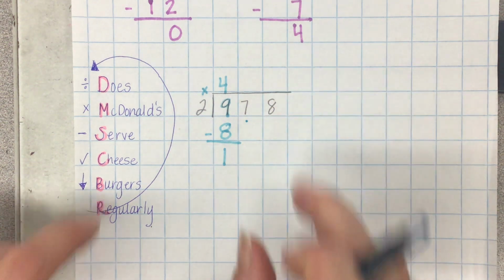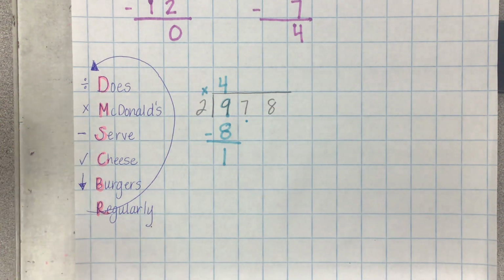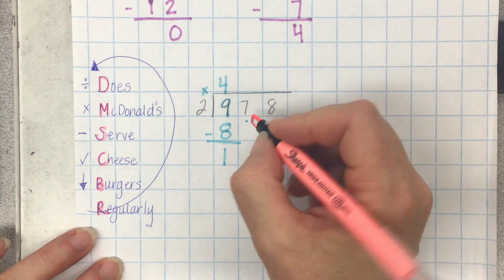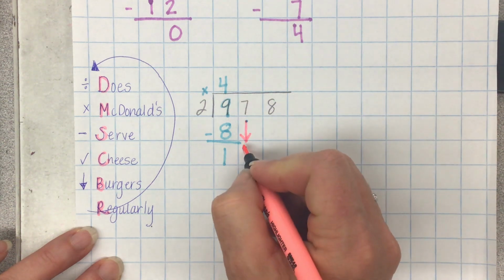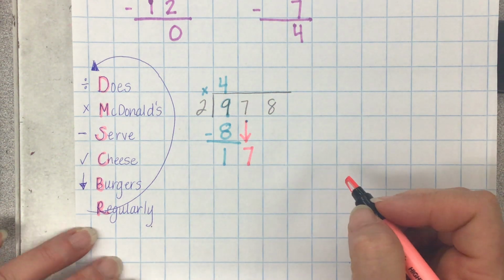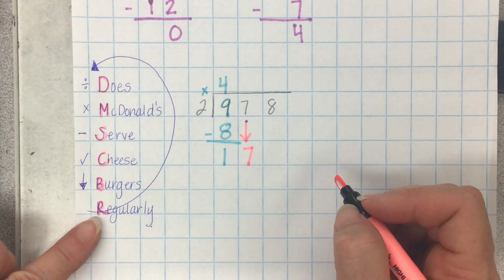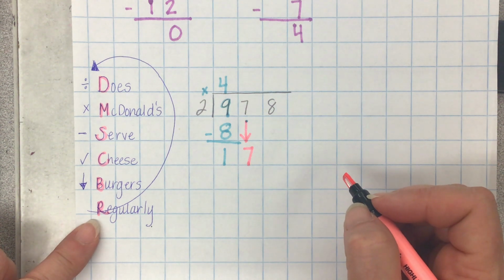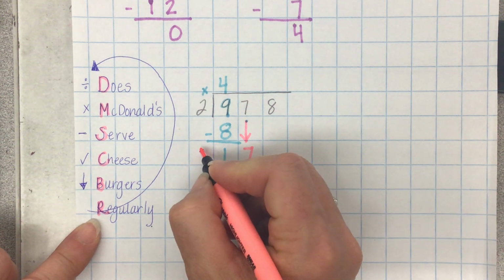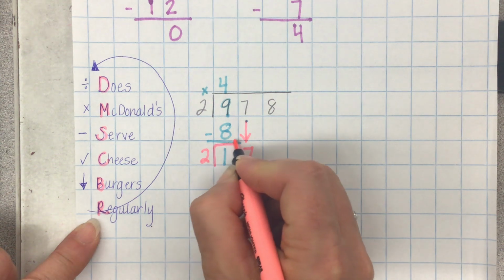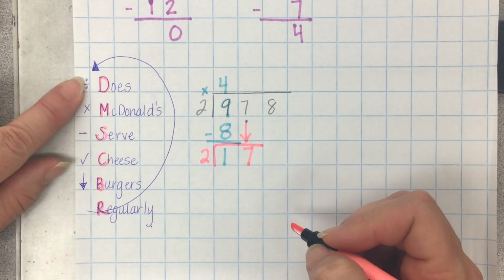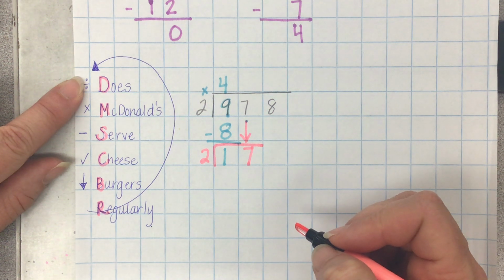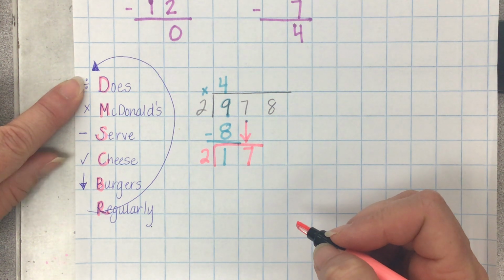Bring down. Oh, but I'm going to change colors, because I'm moving on to the next digit. So I'm bringing down the 7. And the regularly stands for repeat, which means I'm going to divide again. I start back from the top. Okay, so we're going through these same steps again.